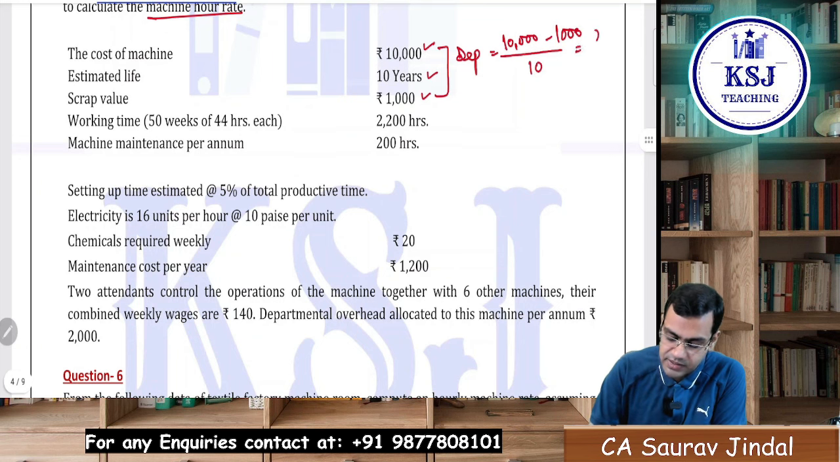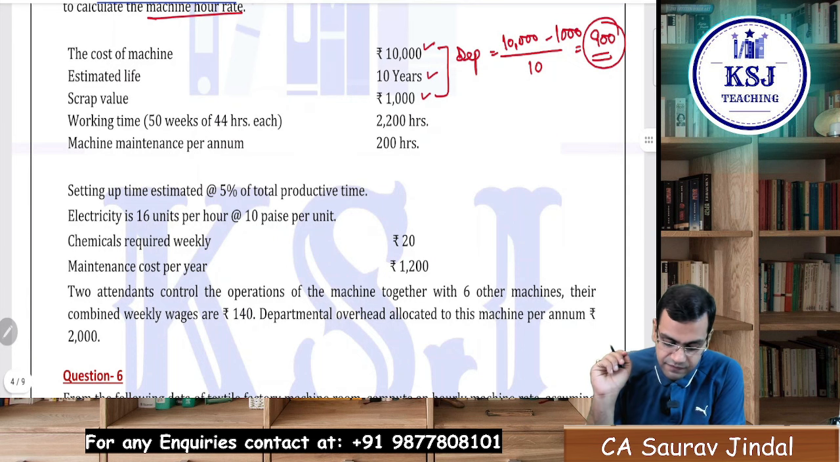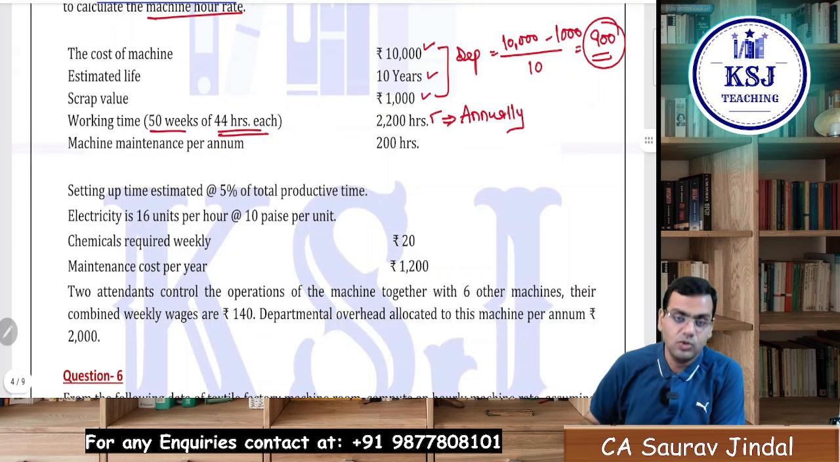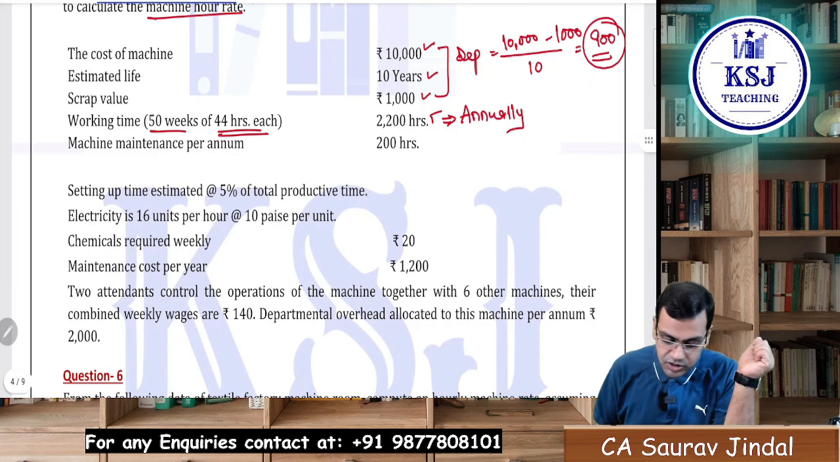So 900 is the annual depreciation. Okay, sir. Clear? Scrap value done, sir. Working time is 50 weeks of 44 hours each, total 2200. That means this is what? This is annually the working hours of the machine.